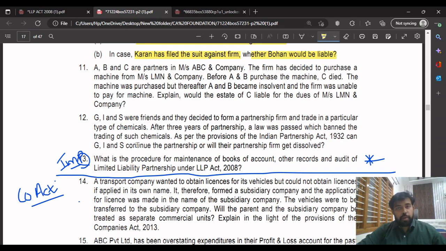They decide to form a partnership and to do trade in a particular chemical.